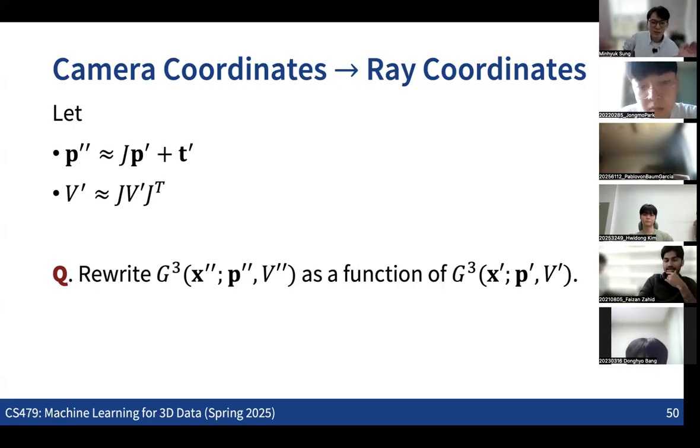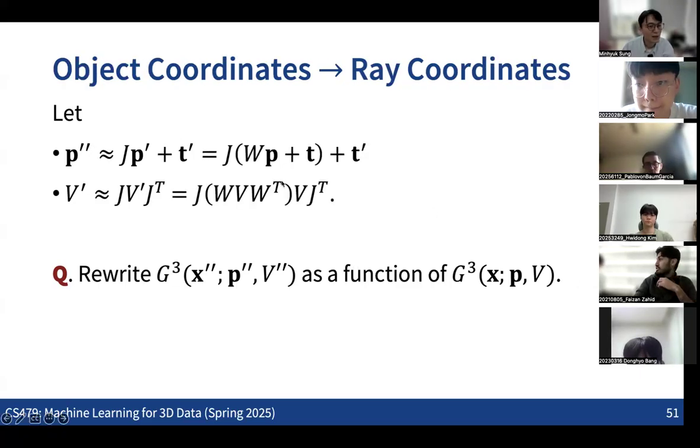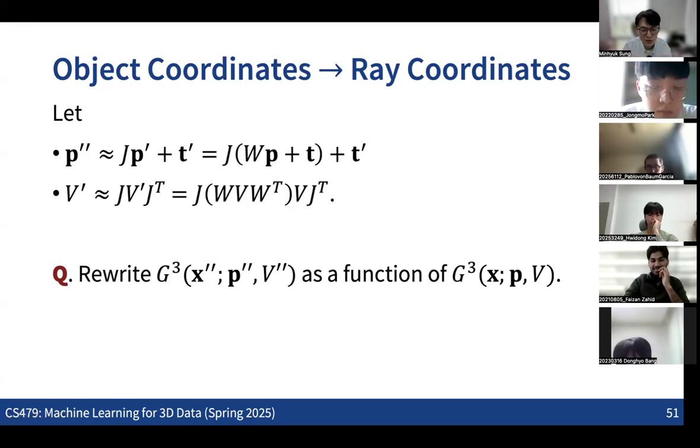So given these two sequential linear transformations, we can now rewrite the Gaussian kernel in the ray coordinates in terms of the Gaussian kernel originally defined in the object coordinates, right? Once we define the Gaussian kernel at the center of each of the object coordinates, with some axis-aligned variance, then based on the two transformations and the linear approximation of the projective transformation, we can simply derive the same Gaussian kernel, but now defined in the ray coordinate system.